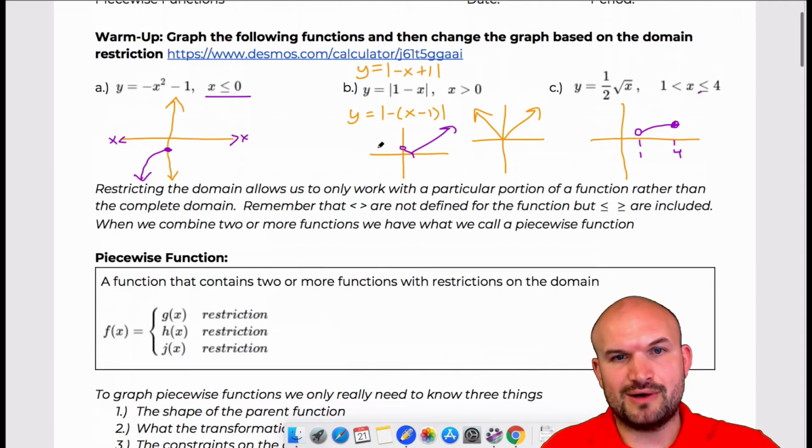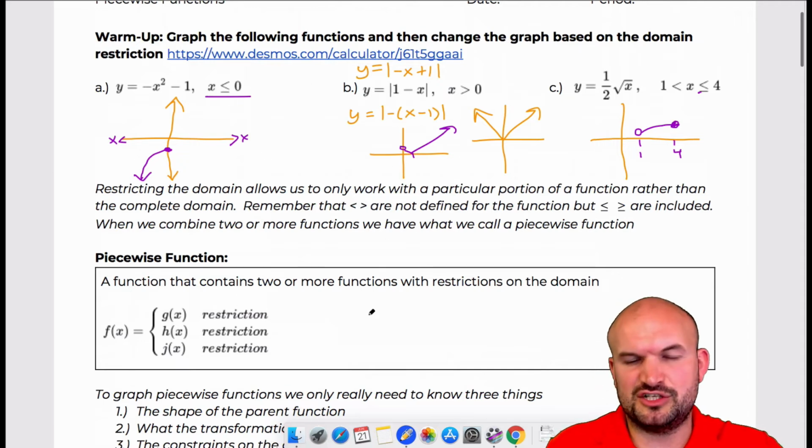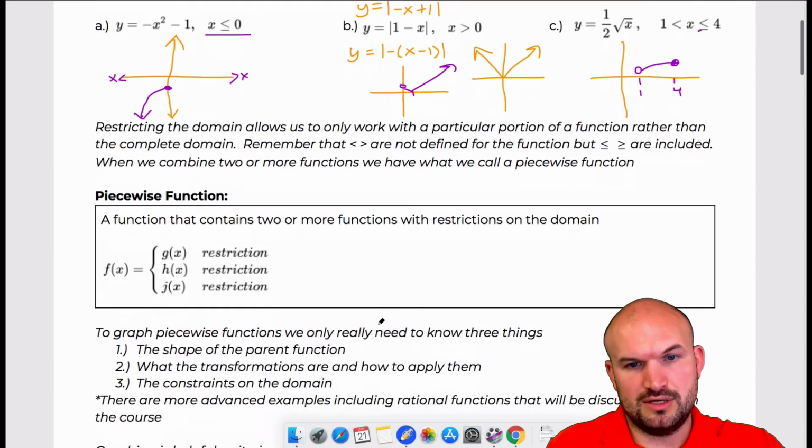Now, for these two, I can actually combine these as a piecewise function. So let's actually do that. Let's just make up a piecewise function to give you an example here.